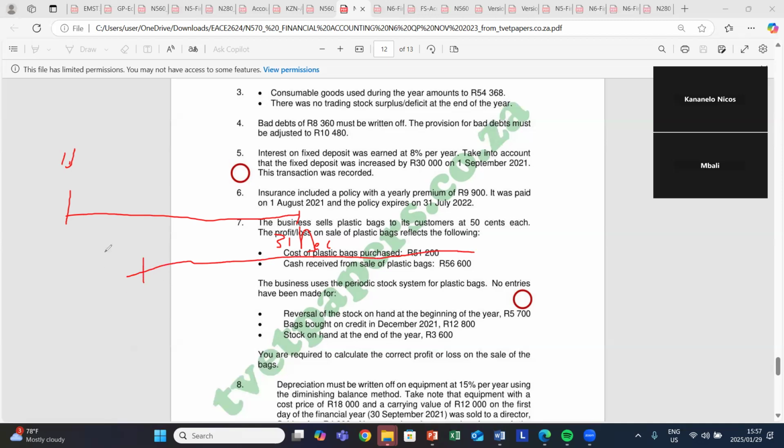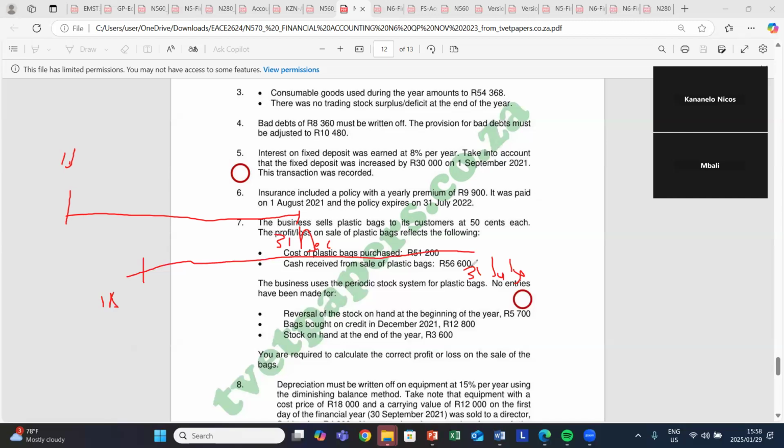Financial year of insurance, 1st August, and then it ends when? On the 31st of July. Why am I drawing up two financial years? Why would I waste my time drawing up two financial years? The reason is that we will look for the months in which they were not supposed to be paid for, meaning prepaid expense.